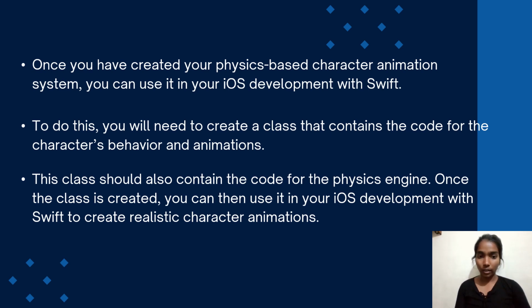Once you have created your physics-based character animation system, you can use it in your iOS development with Swift. To do this, you will need to create a class that contains the code for the character's behavior and animations. This class should also contain the code for the physics engine. Once the class is created, you can then use it in your iOS development with Swift to create realistic character animations.